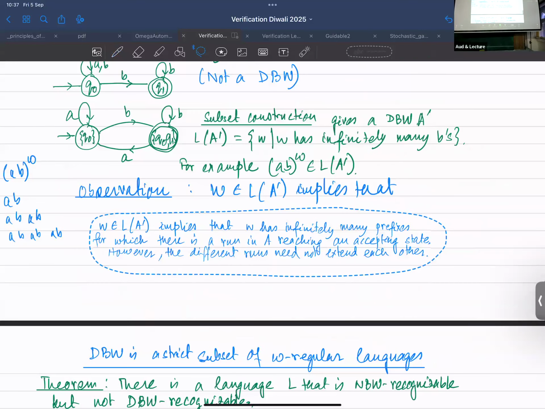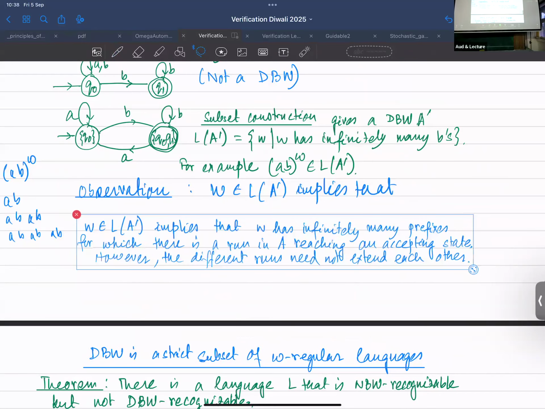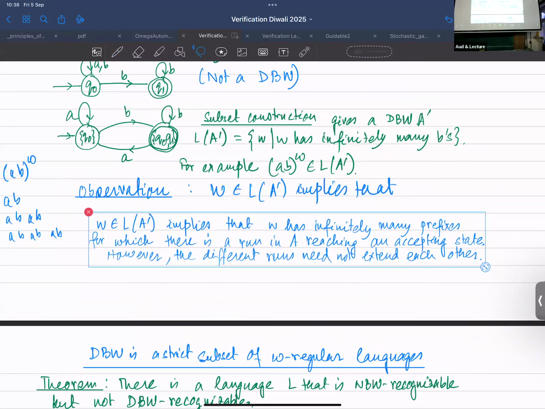Let me try to increase the font a bit more. So W belongs to L of A prime. It implies that it had infinitely many prefixes in that original automaton, such that when you are reading the prefix, there is an accepting run ending in a final state of the original automaton.